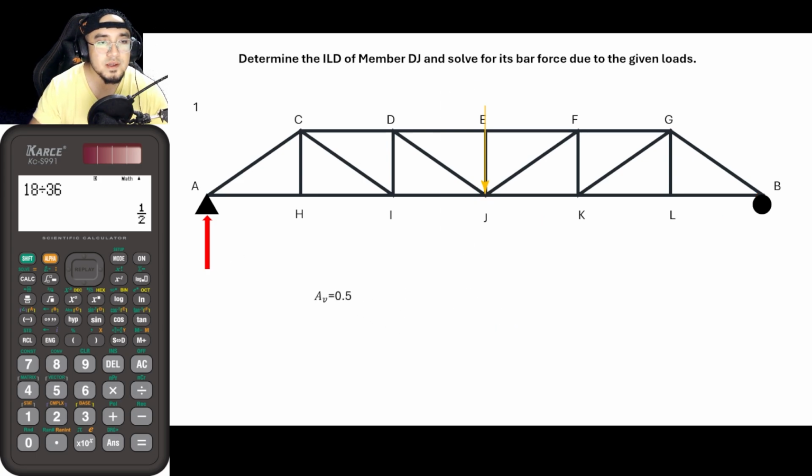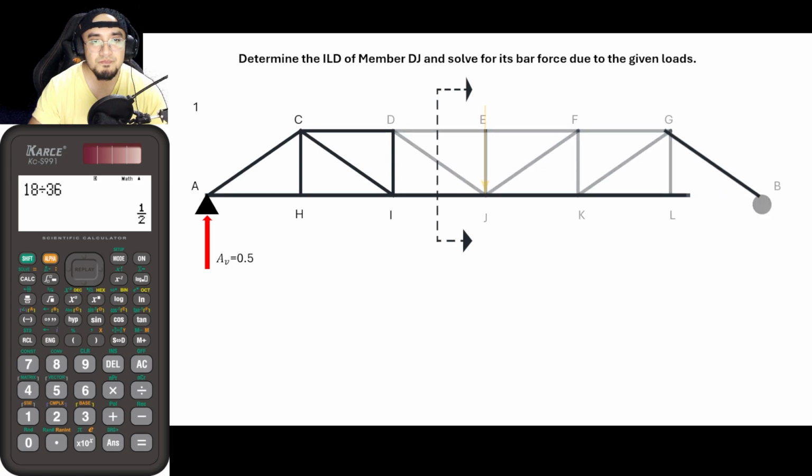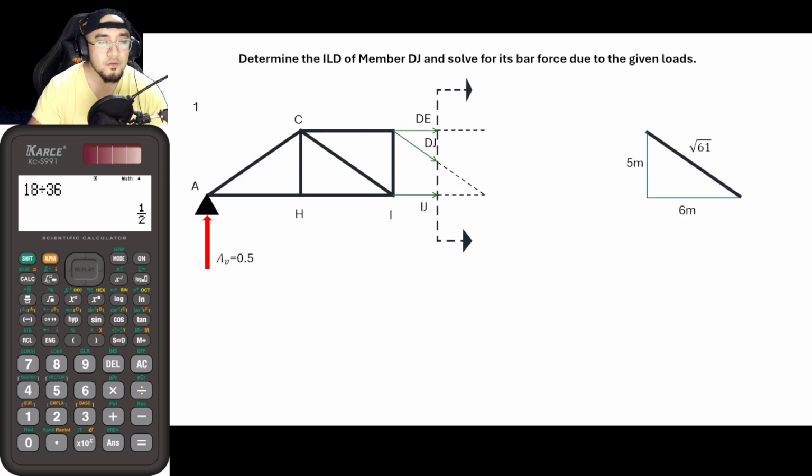And from that, guys, again, AV is equal to 0.5 here. Then cut the section once again. Solve for the value for DJ. So summation forces vertical is equal to 0, upwards positive once again. And from that, that is 0.5. This is upwards, minus DJ.